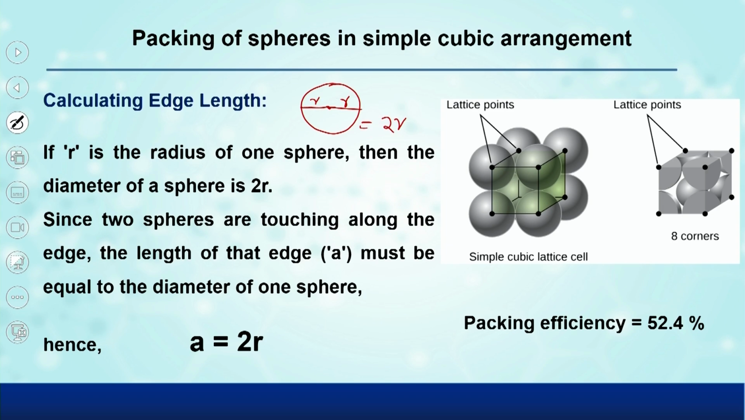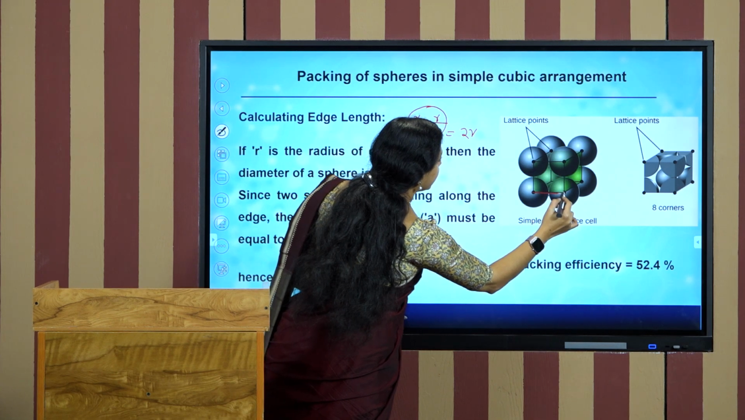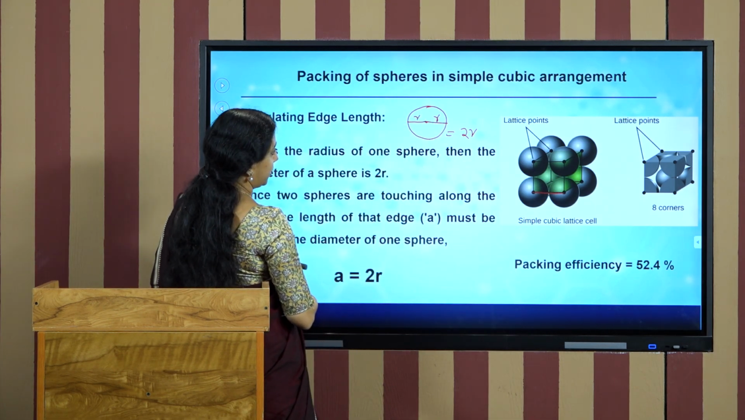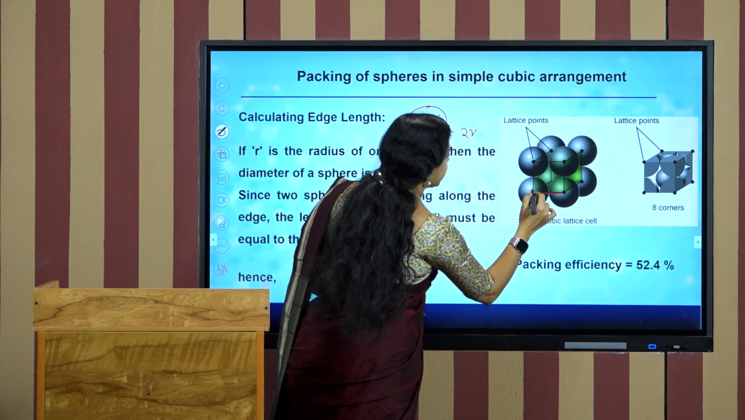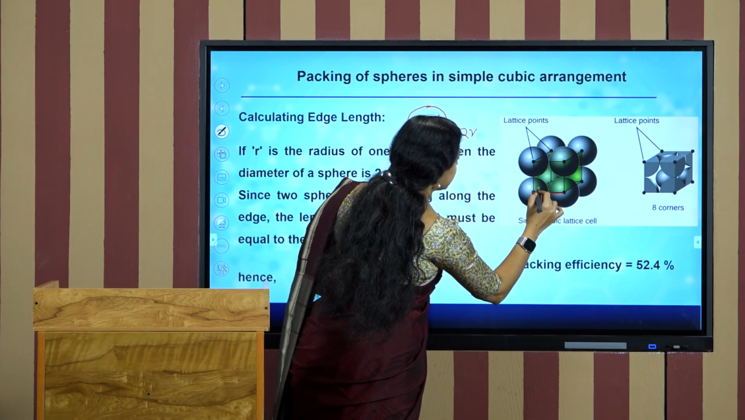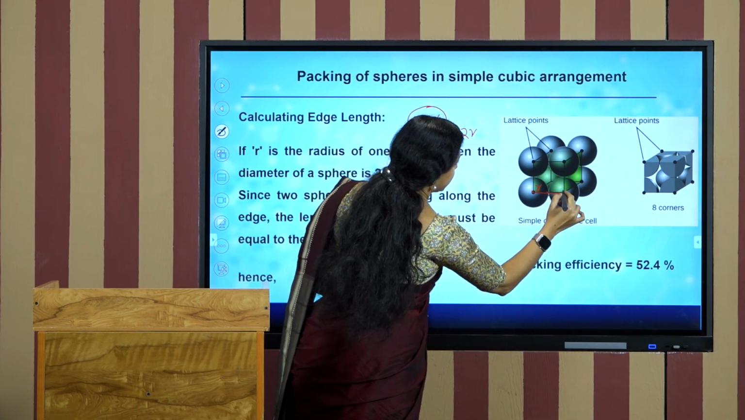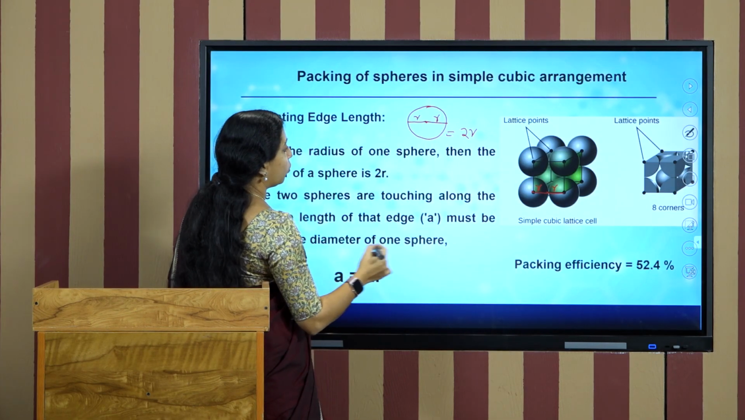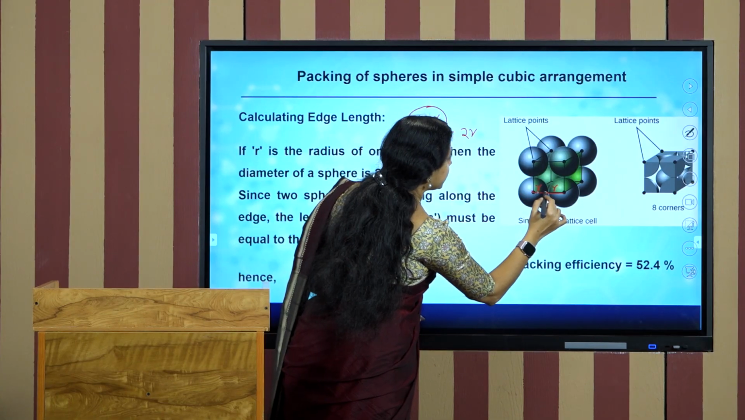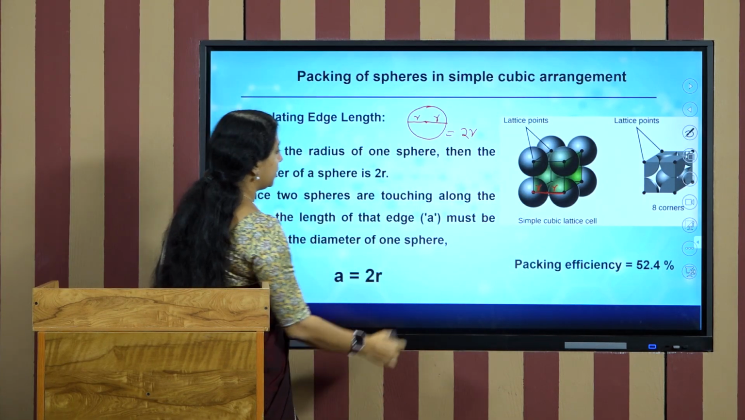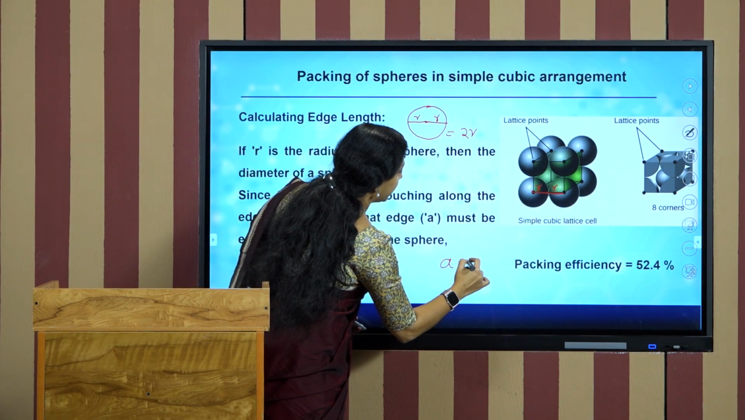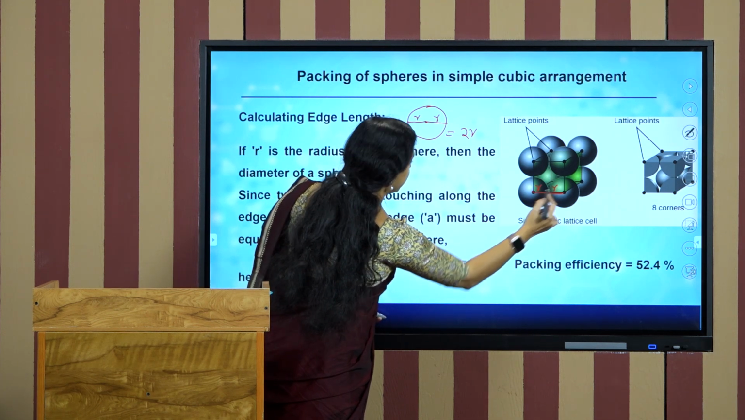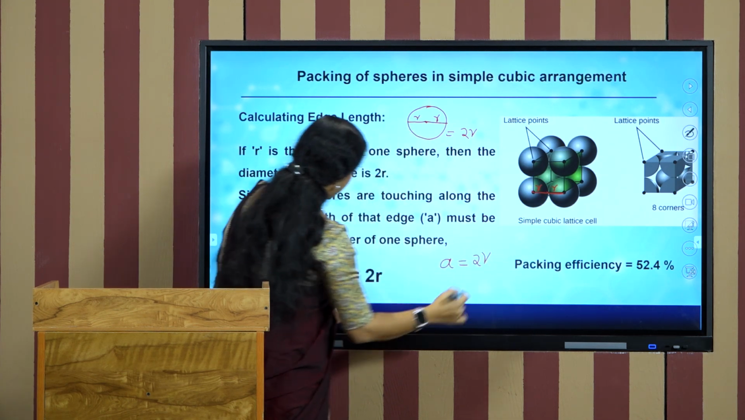Now, you can see here in a simple cubic lattice, two spheres are touching along the edge. From this center of the sphere to this point it is r. Again from the center of the other sphere to this point it is again r. Now, what is the edge length? Edge length is a. So, a will be equal to r plus r, that will be equal to 2r.